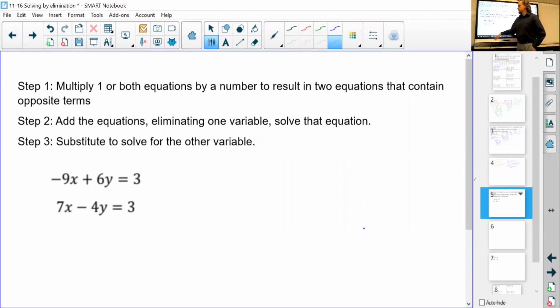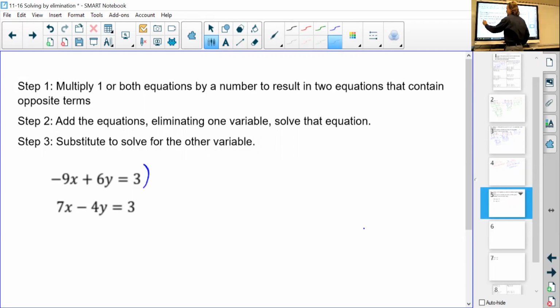So like we look at our example here, 9x plus 6y equals 3, 7x minus 4y also equals 3. These 3s are the same, that doesn't help us. So I'm going to need to multiply both of these equations. I'm looking at 9 and 7, and the least common multiple between those is 63. That's kind of big. But 6 and 4, the least common multiple is 12. That sounds much better.